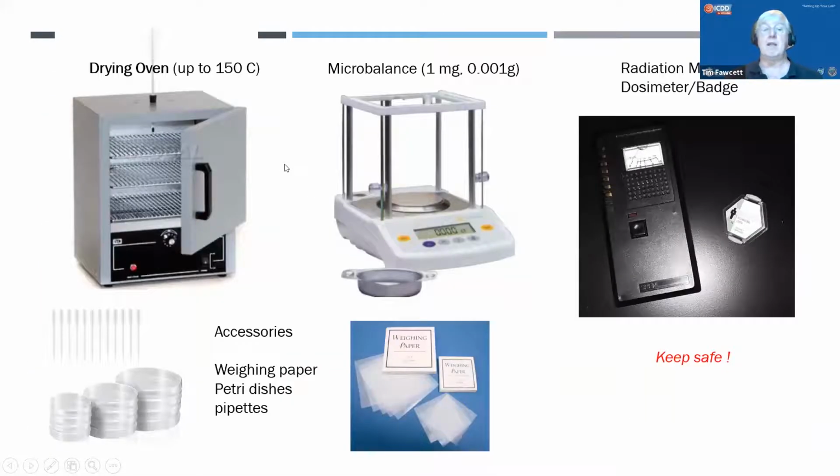Other useful things to have in a lab is a drying oven. You want this up to 150 C so you can flash off any solvent or absorbed water. Sometimes it's helpful to recrystallize the sample, so you may want to put it in the solvent and then flash the solvent off. And if you have a drying oven, it's nice to have some accessories, which is usually a pipette, petri dishes, a microbalance that can get you down to 1 milligram.